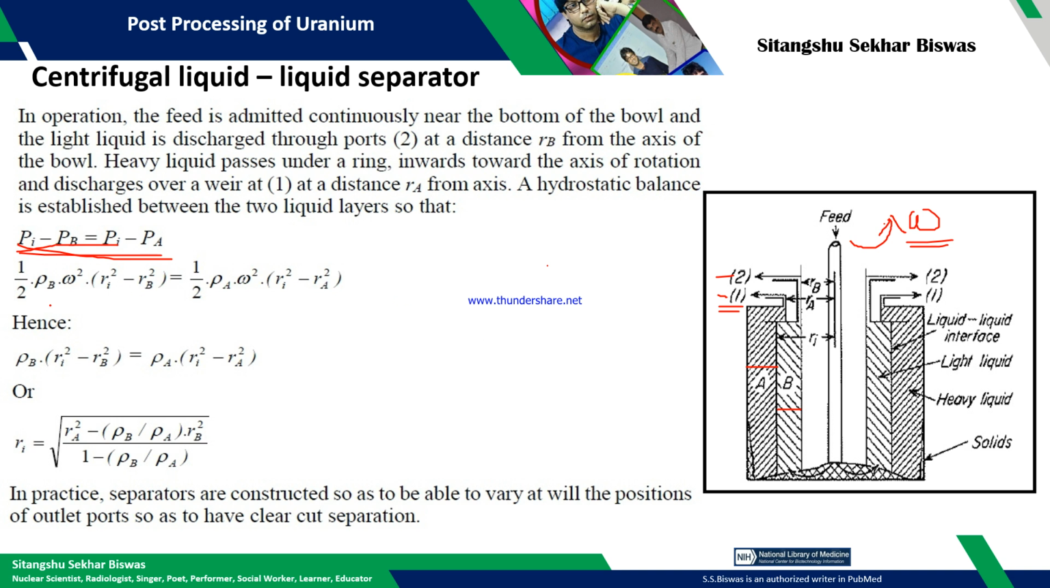We already learned the formula, so this formula is written. This is for liquid B, where rho is its density and omega is the angular speed, and for liquid A it will be this one. From there, if you simplify, you can find out where the layer will be at equilibrium.